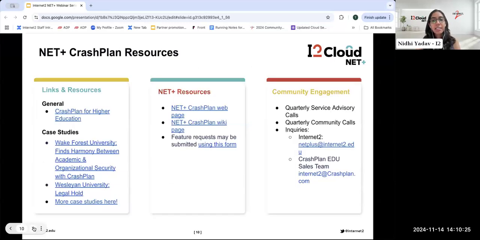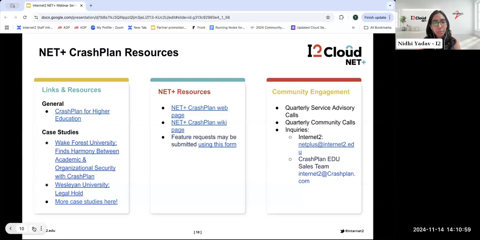Last but not the least, there are many great resources available to help you make the most of NetPlus CrashPlan. For those just getting started, check out the CrashPlan for Higher Education website. Want to see how other schools are using CrashPlan? Take a look at success stories from Wake Forest University, Wesleyan University, and many more. If you are looking for NetPlus specific resources, we have got you covered. Our NetPlus CrashPlan webpage, a comprehensive wiki page, and an online form for submitting feature suggestions.